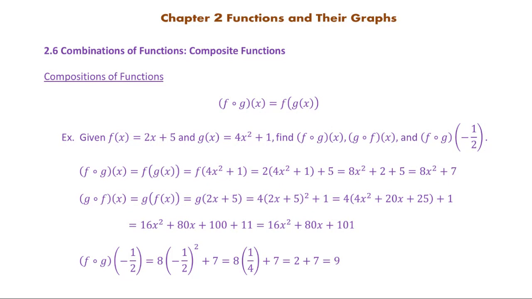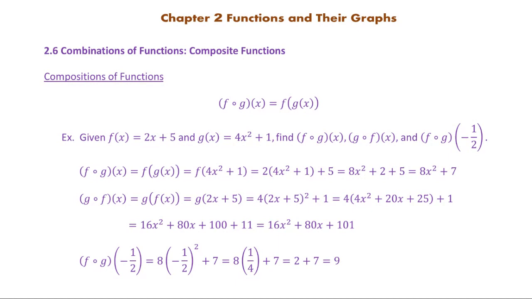Suppose we have a function f equal to 2x plus 5 and g equal to 4x squared plus 1. We need to find both f circle g and g circle f, and evaluate f circle g at x equal to negative 1/2. Okay. So first, f circle g by definition is just f of g of x. But g of x is 4x squared plus 1. So that's just f of 4x squared plus 1. So what I do is just replace x in f by 4x squared plus 1.